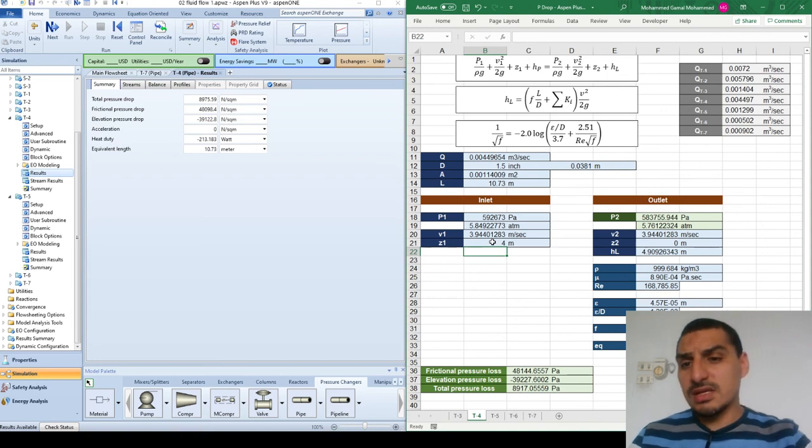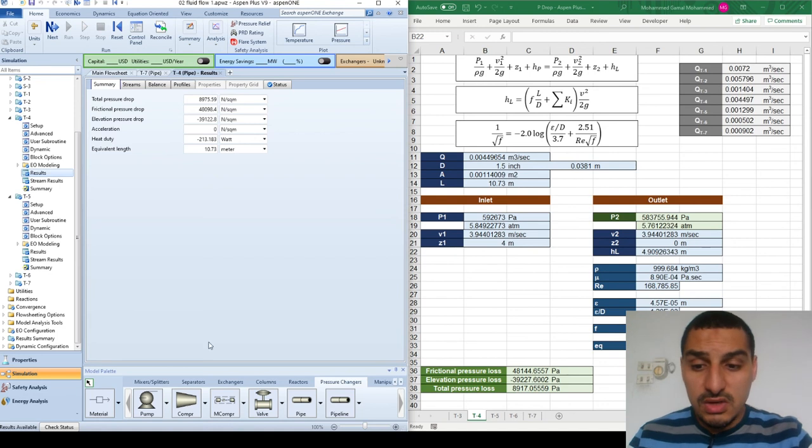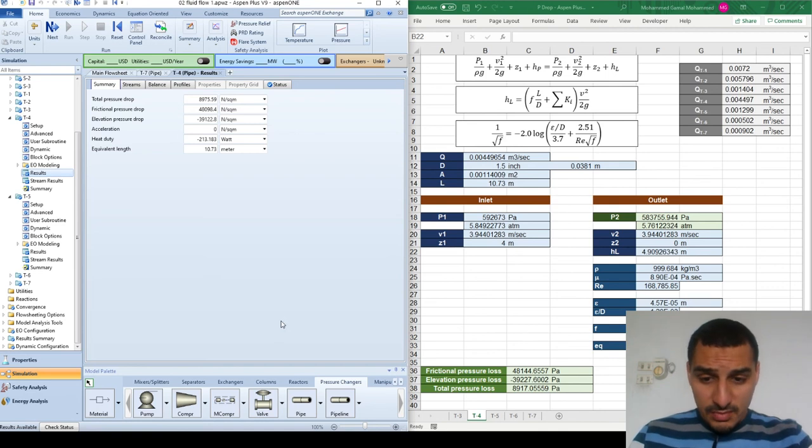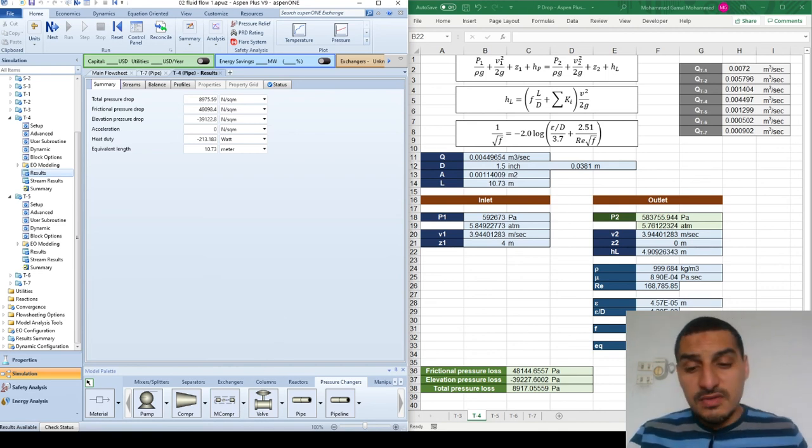Anyway, this is all for the pipe network file. We saw how we can define the pumps. We saw how we can define pipes and pipelines. We will do one more video just to take a look at the valves and maybe the compressors, just to make sure that we cover all the parts related to the pressure changes.